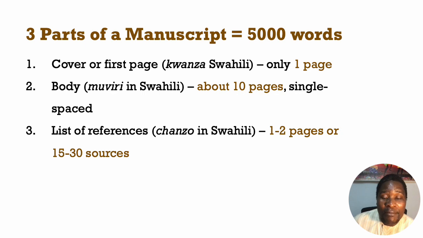And there is a video that talks about what a cover page should contain. Then mbili is the body of the manuscript. We call it muviri in Swahili. So this should be about 10 pages. It can be 9, it can be 8, it can be 11 or 12 pages, but this should be single-spaced. Then tatu, that's your chanzo in Swahili, the list of references, the list of sources should be 1 to 2 pages or between 15 and 30 sources. It's important that writers adhere to these guidelines to submit a manuscript that can win the hearts of editors and reviewers.